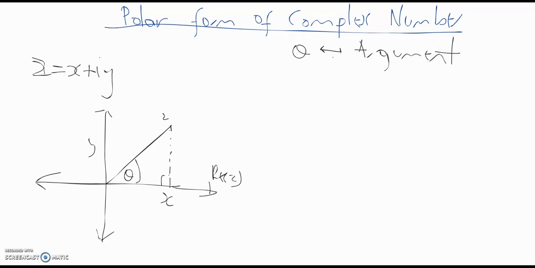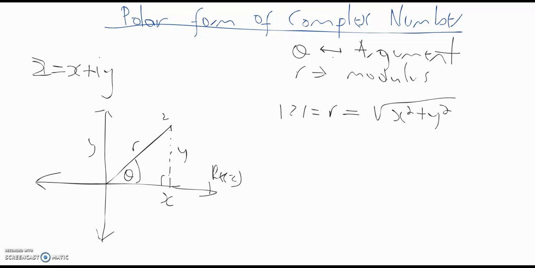Alright, I'm going to label the hypotenuse here, and r here is what we call the modulus. Now, let us start with the modulus. If this is x and this is y, we can actually find r by using Pythagoras' theorem. So we can say that the modulus, and I'm going to be using the modulus symbol, of z, which is equal to r, is equal to the square root of x squared plus y squared. X being the real part and y being the imaginary part.